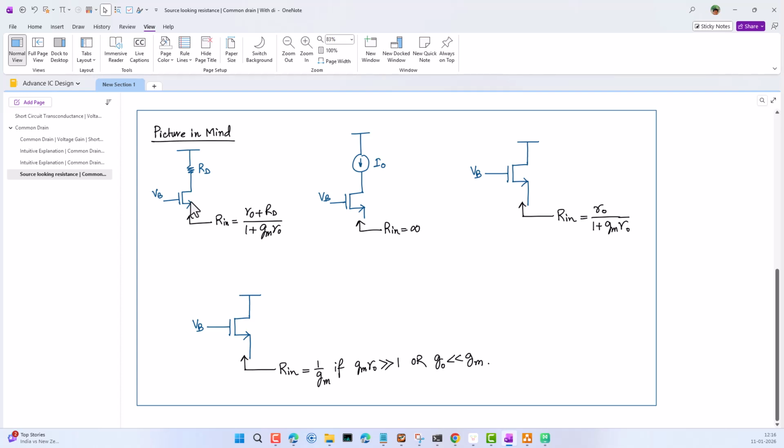If you consider an ideal MOSFET where R naught is infinity, in that case generally you can approximate this as 1 by GM. But depending upon the situation, if you have an ideal current source I naught in place of RD, then you will have Rin equal to infinity because RD is infinity. And if your drain is incrementally ground, then you can replace RD by 0 and you will get this expression. On this expression, if you can ignore R naught, then your expression will simply be 1 by GM.